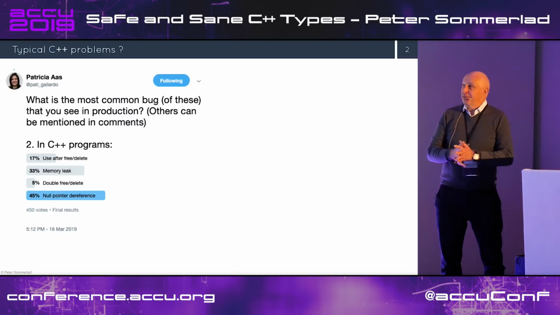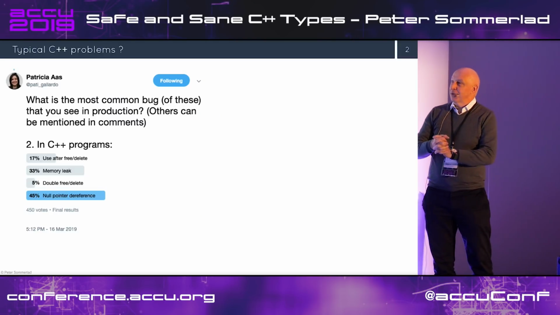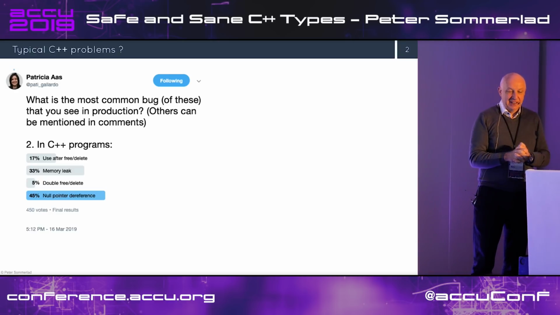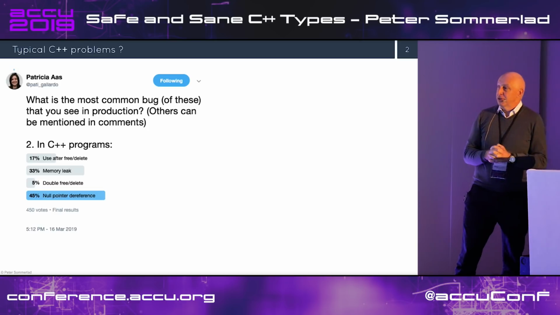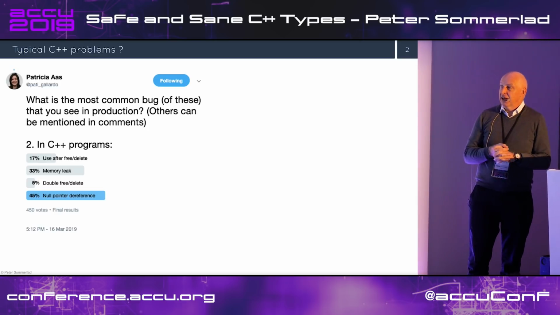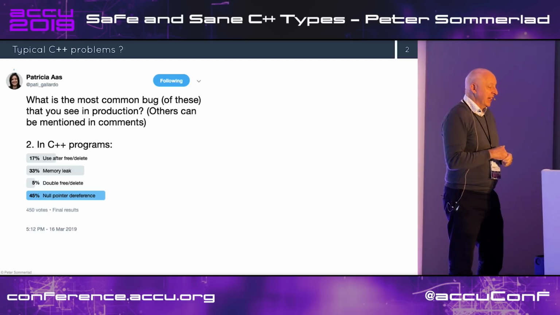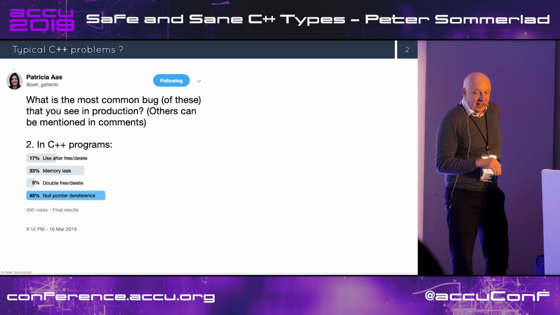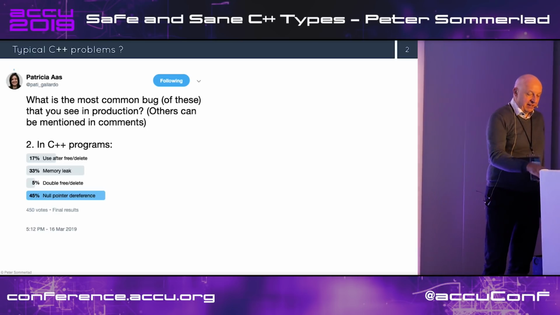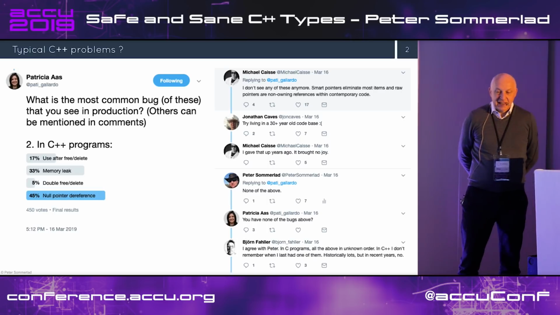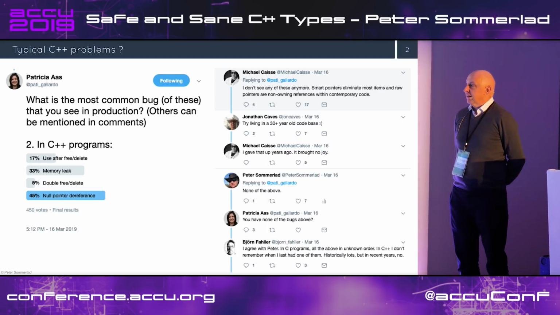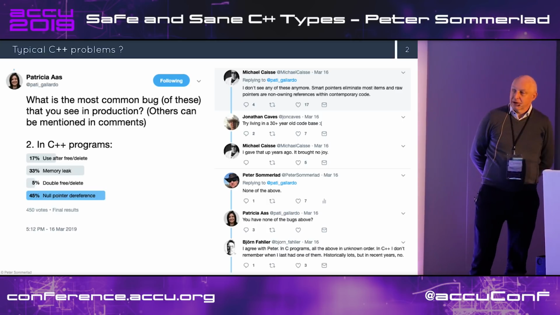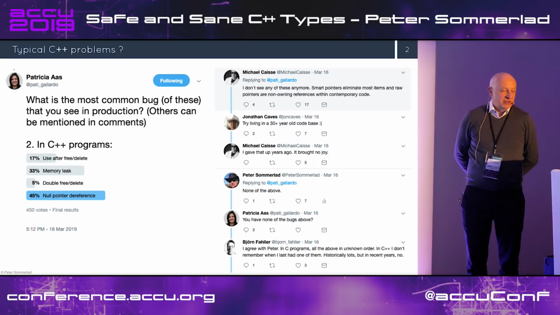Maybe not. So Patricia asked a question about what are the common bugs that people write in C++. And there was a very similar distribution. The same question was asked for C: use after free deletes, meaning using a dangling reference or pointer, memory leaks, double free deletes, null pointer dereference. And then I and some others said, well, we don't get these bugs. Not anymore. Because from C++11 on, we have the mechanics to actually treat most of them well.